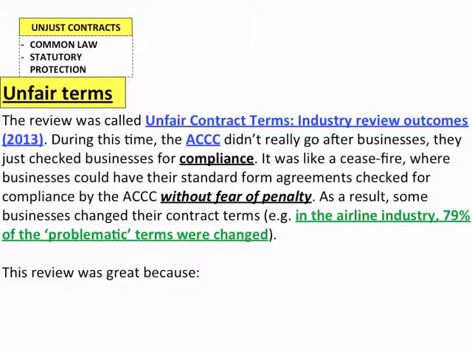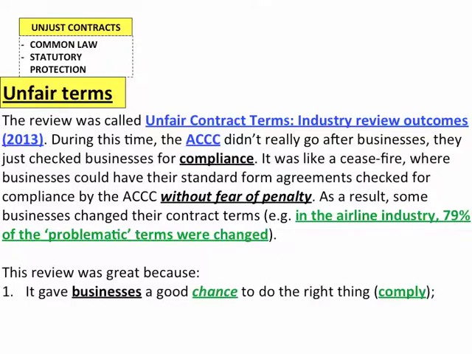So when the ACCC looked at the contracts, they found problems, they sent it back to the airlines, and 4 out of 5 of the unfair terms that they could find, weren't necessarily proven to be unfair, but looked unfair. The airline industry changed them, right? So the airline industry was quite compliant in this, and the review overall was great because it gave businesses like them a good chance to do the right thing.